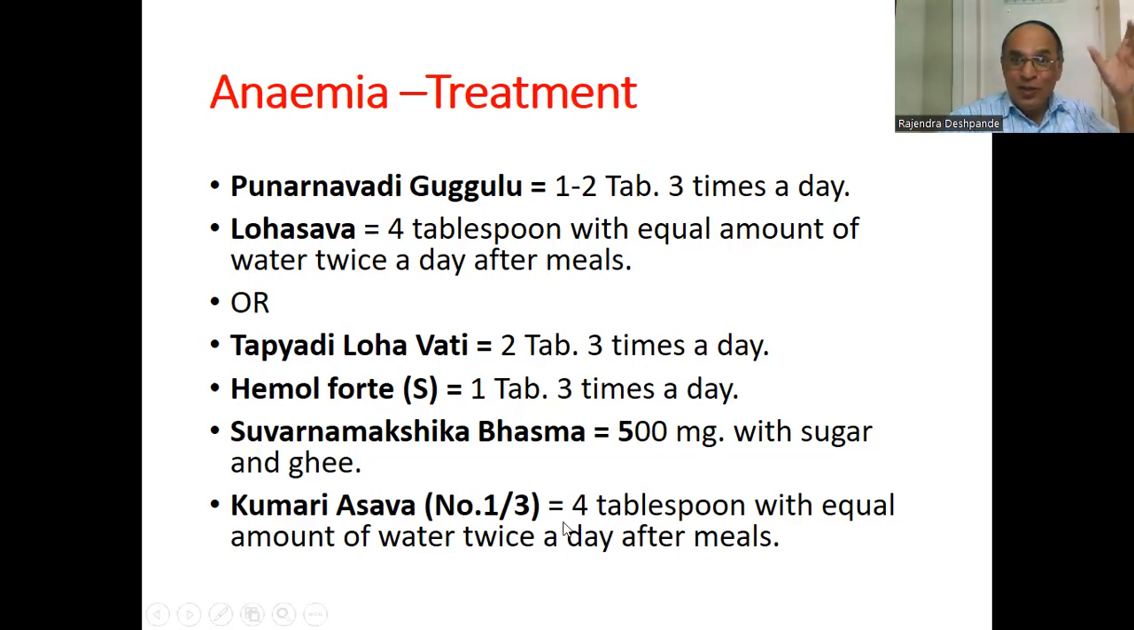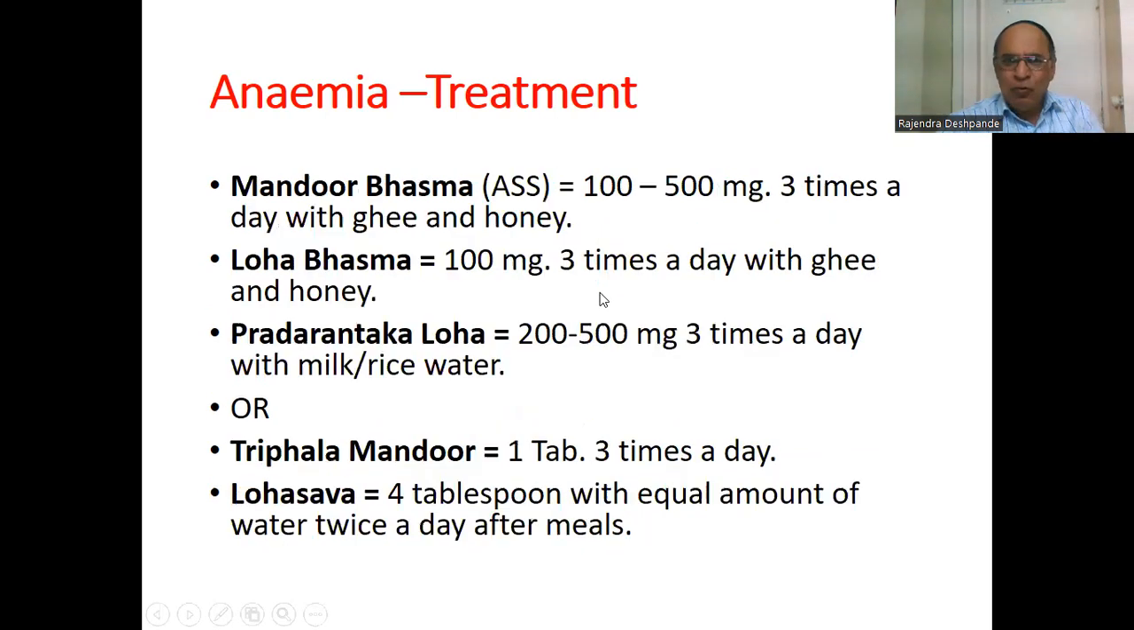Kumari Asava is also like Arogyavardhini. For the people who don't tolerate the strong Arogyavardhini, if the patient is a lady in the menarche or puberty period with an anemic condition, Kumari Asava is the best. Kumari is for the puberty ladies, young girls. Okay, so this is the specialty.